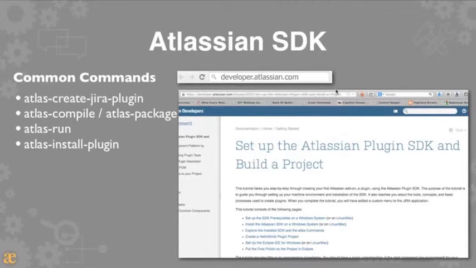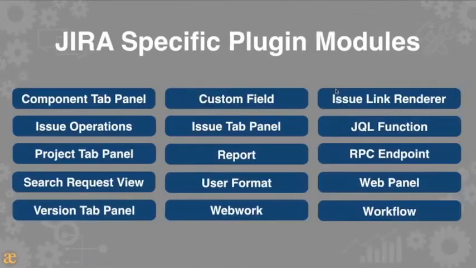Once you have JIRA up and running in development mode and you go off and do some development, you can use atlas-install-plugin to repackage it, or you'd have to run atlas-package first, but then that will take the jar file that gets spit out from your plugin and install it into the version of JIRA that's running under the atlas-run command. There are some other quicker ways to do it as well, but that's a common way that always works when the other methods don't work for you.